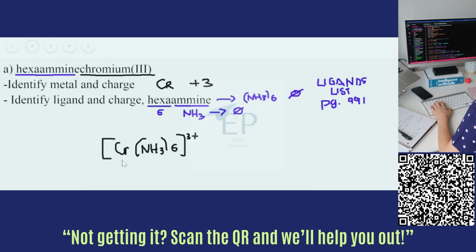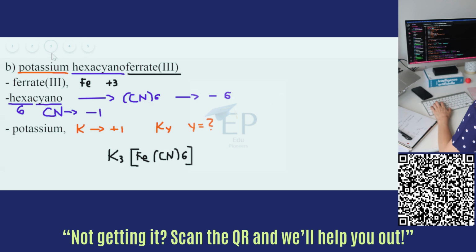We write down first the metal, followed by the ligands, and then we need to find out what the final total charge is. We said that the ammonia ligand has no charge, so the only charge we have in here is coming from the metal, that is +3, and we write it here at the end, outside the brackets. So now let's apply the same approach for all the other examples, and let's see if there's anything different.